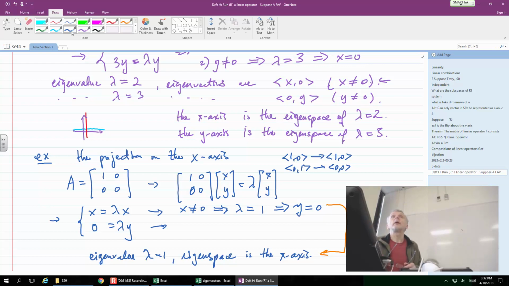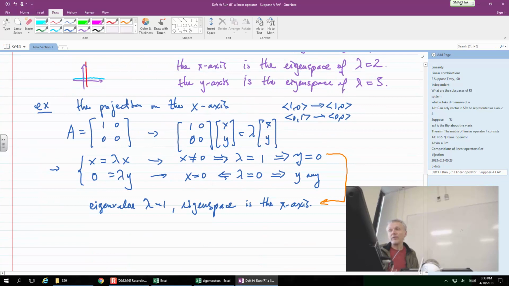What is 0? Lambda. Okay, so lambda is equal to 0. That will satisfy our requirement. If lambda is equal to 0, what can we say about y? y is any. However, what does it tell us about x if lambda is equal to 0? x is 0, right. So that gives me the second eigenspace.